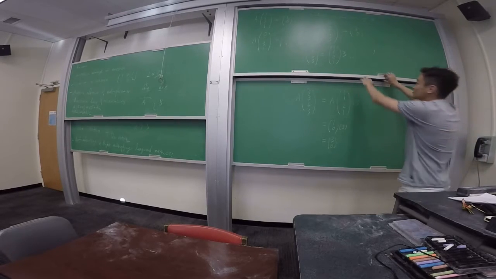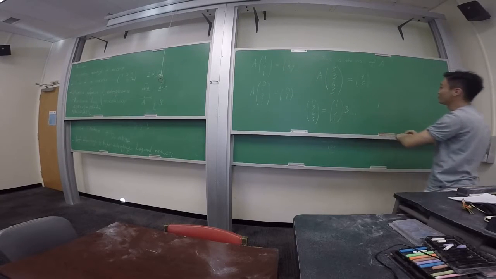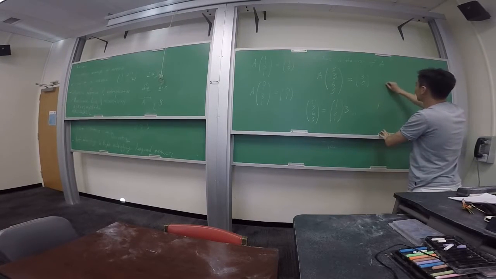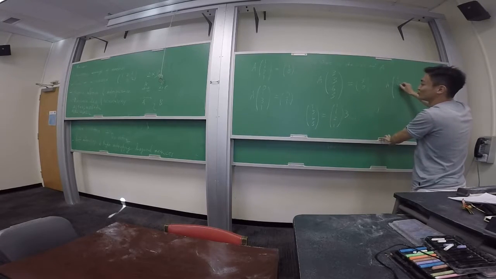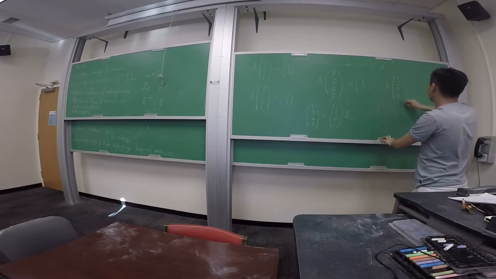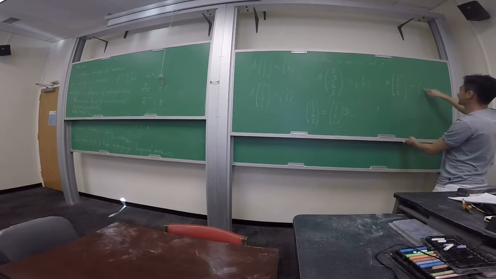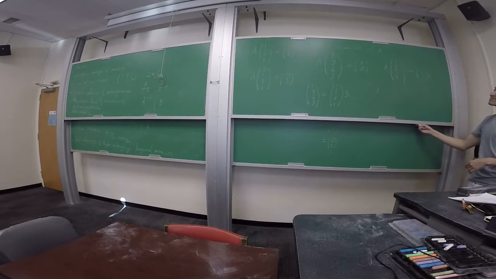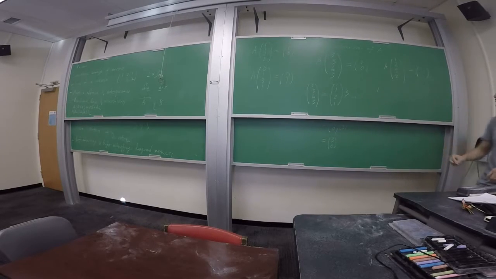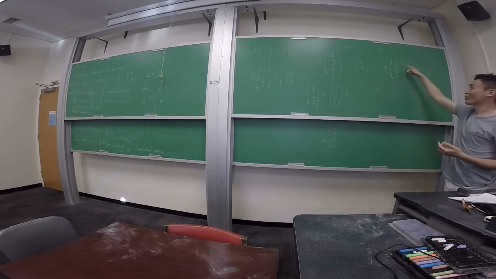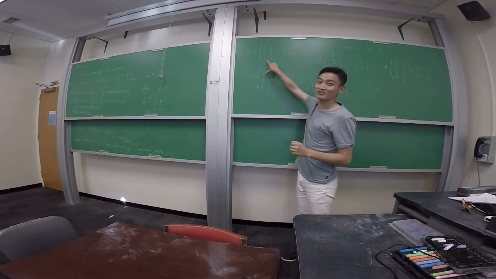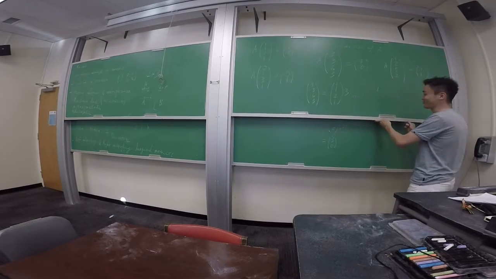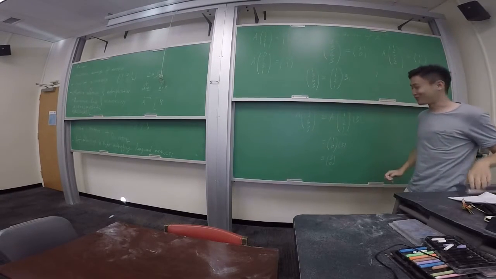Okay, the next question is, how can you predict the result of A times, let's see, 1, 2, 5, 2? What are the numbers over here? 1, 1. Right, why is that? It's both of those combined. Yeah, because 1, 2, 5, 2 can be decomposed as the sum of these two vectors, right? It's very hard to observe, but in the homework, the problem is easier.